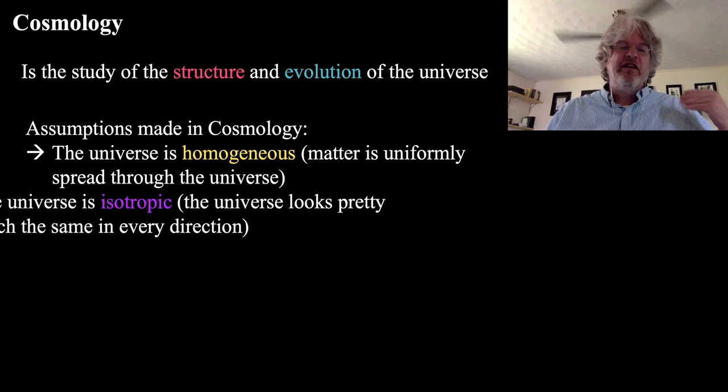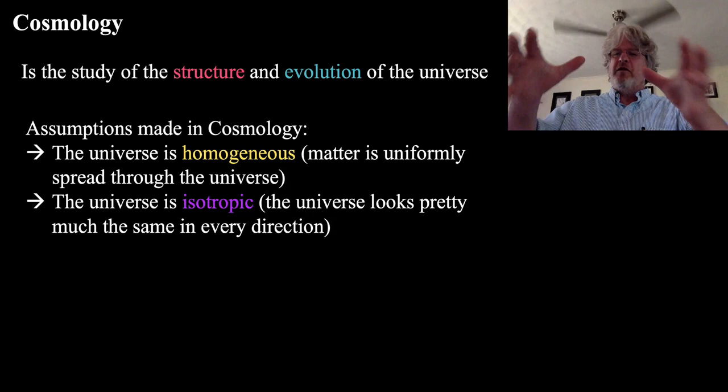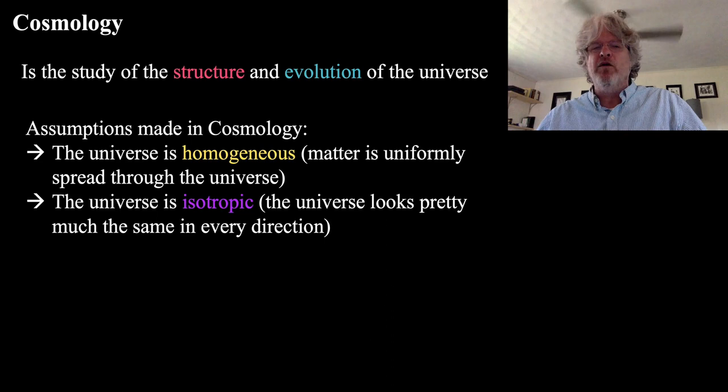And this idea also that the universe is isotropic. And so the idea of homogeneous is that the matter itself is spread sort of uniformly through the universe. There's not one spot in the universe where all the stuff is over in this corner and there's nothing else out here on a large enough scale.